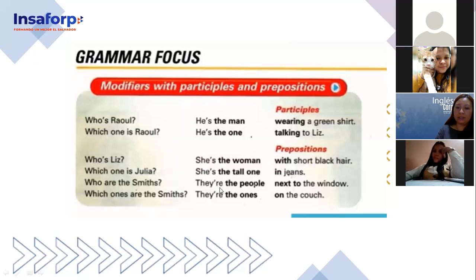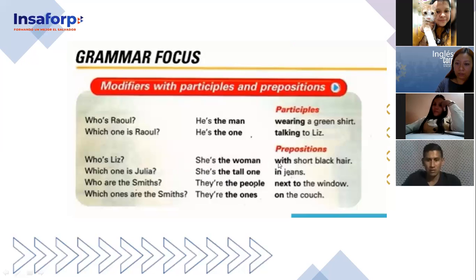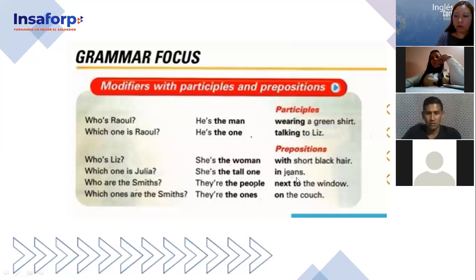Mismo escenario en las otras tres. Which one is Julia? ¿Cuál de las que está ahí? ¿Cuál es Julia? She's the tall one in jeans. ¿Ok? She's the tall one in jeans. Es la que está usando jeans. Number three. They are the people next to the window. Who are the Smith? ¿Quiénes son los Smith? Son las personas que están a la par de la ventana. Prepositions. Y lo mismo con la última, right? On the couch. They are the ones on the couch.